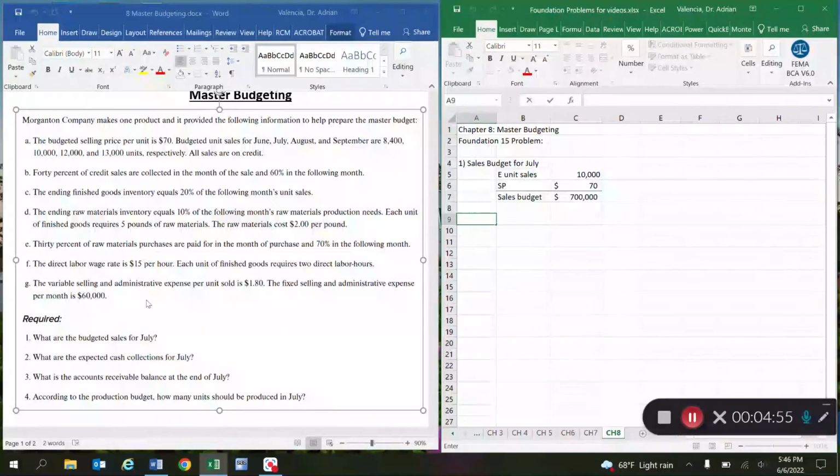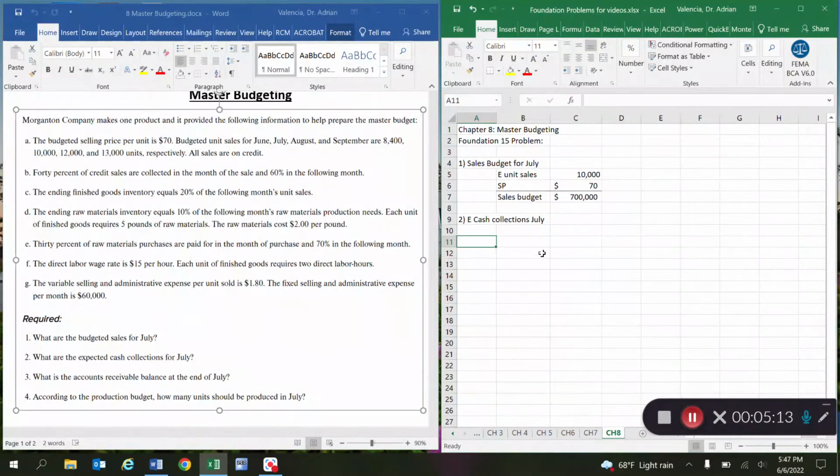Let's go to number 2. Number 2 says, what are the expected cash collections for July? Okay, good. So I'm going to go in here and say expected cash collections, July. Okay, so if we have sales from July of 700,000, I'm going to put a line here from July. I have the sales amount of $700,000.